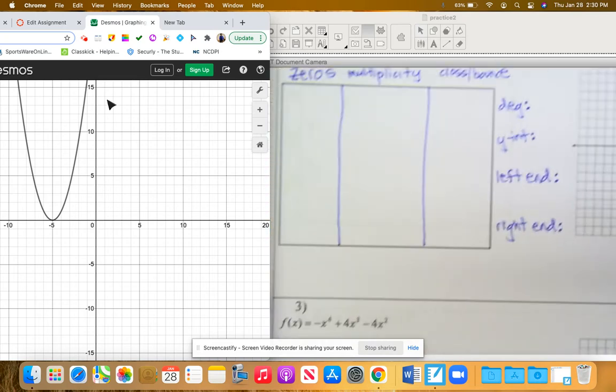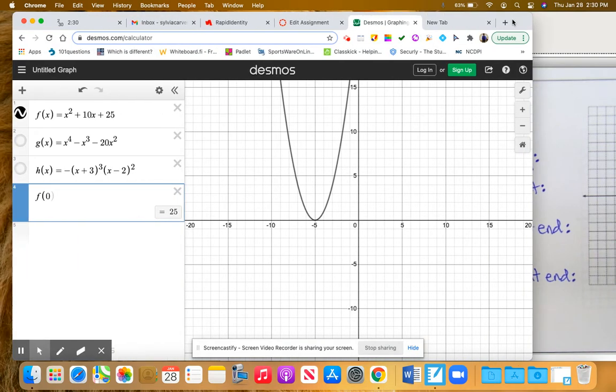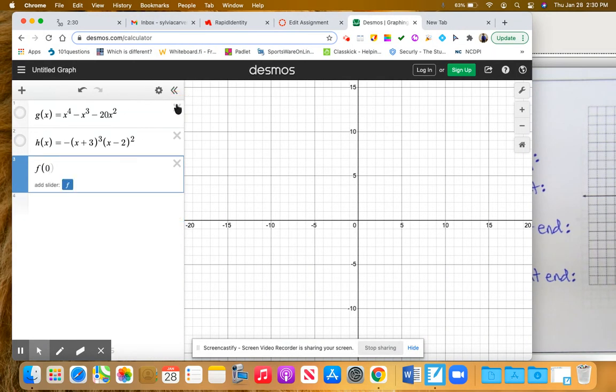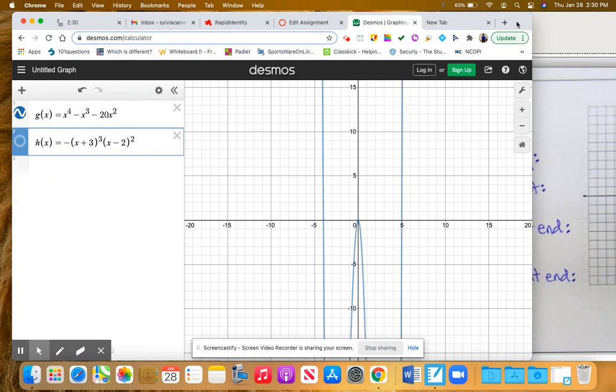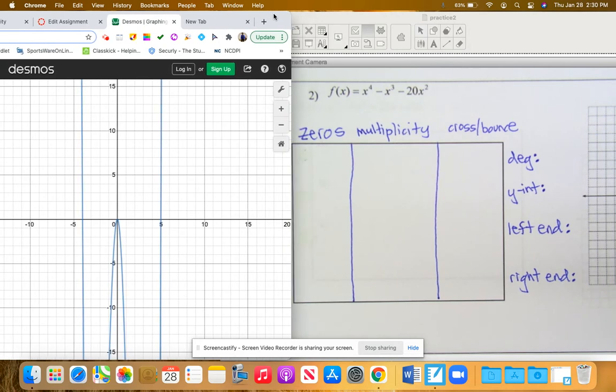So this time we're going to be taking a look at f of x equals x to the 4th minus x to the 3rd minus 20x squared, and we're going to go through and list the characteristics. Now I've already graphed this one in Desmos, so let me get rid of this one, and we are now on this one. Okay, so this is what my function looks like when I graph number 2. I am going to go ahead and highlight my zeros. That's going to help me out. So I see there's one there, there's one there, and there's one there.